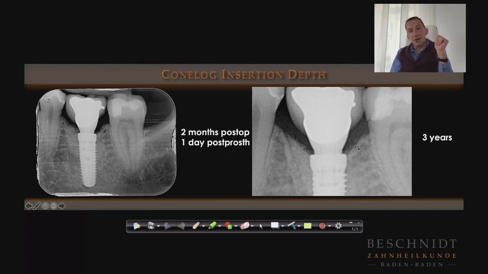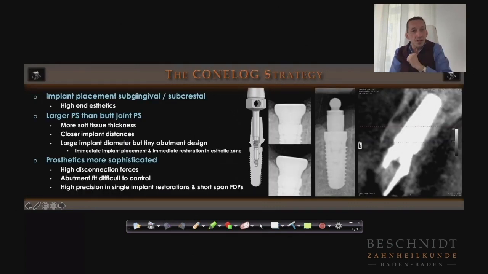And even after 3 years, we still have bone at the edge of the implant shoulder here, because the gap is placed in an area where it is not open to the oral cavity. So the Conelog strategy is to place the implant, in any case, subgingival or even more subcrestal.